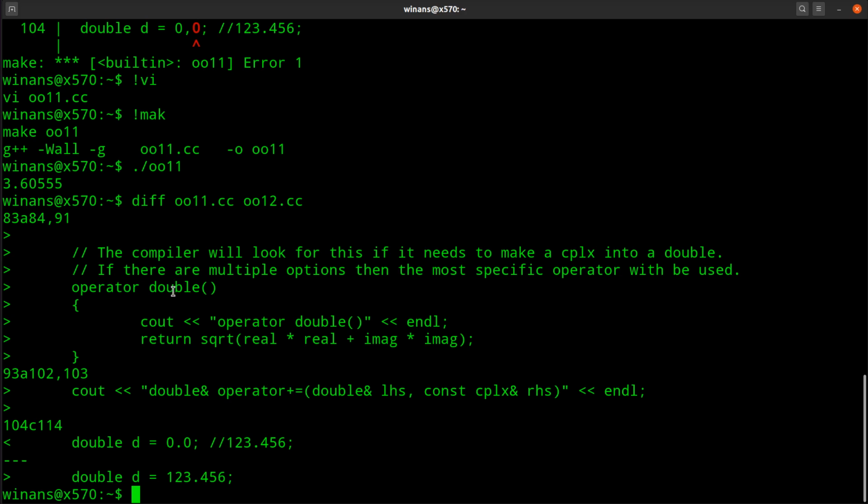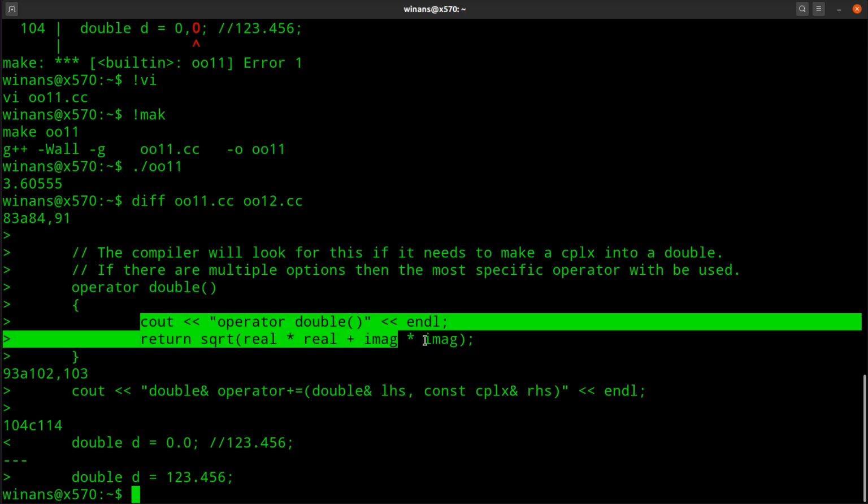So what this really means is this is a function that will provide the ability to convert whatever the object is that this member is defined in into this double. Okay, I want to make a double out of my CPLX. Well, how do I do that? Well, in this case, I'm going to just use the magnitude, all right?